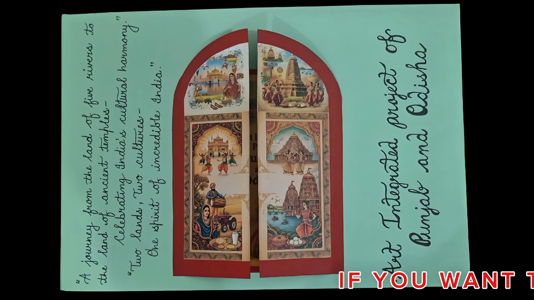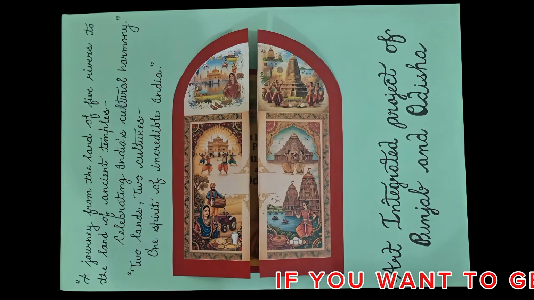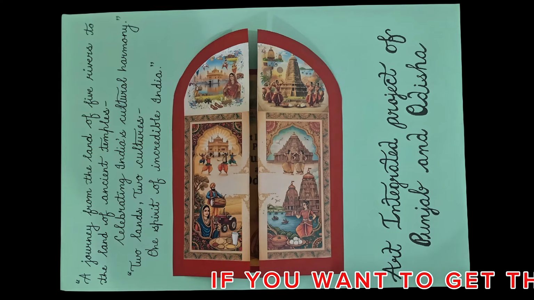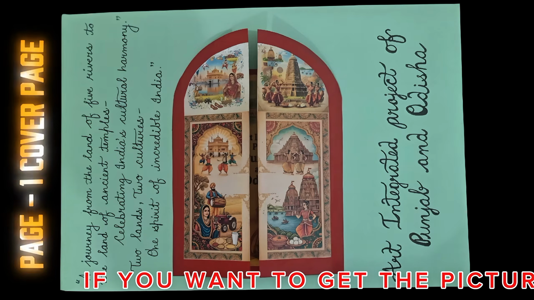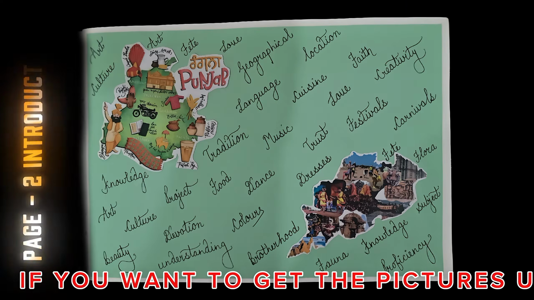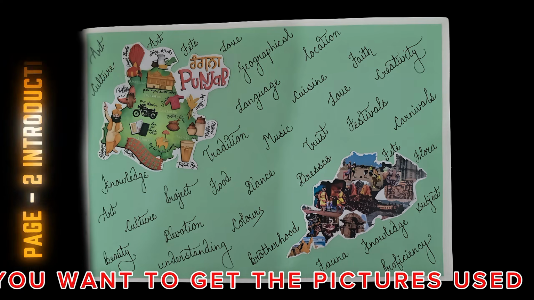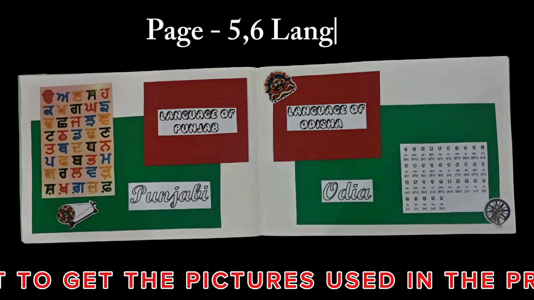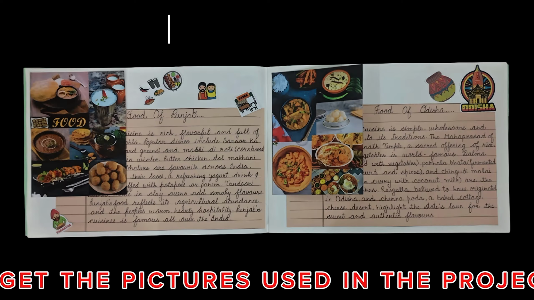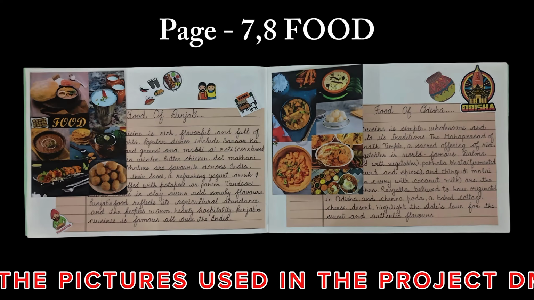Hello children, welcome back to my channel, and in this video I'm going to show you an integrated project of Punjab and Odisha. Beta, the dimension of the project is 17 by 25 centimeter. Beta, whenever you are making a project, it should be creative, elaborative and informative. In this project you will get all these features.